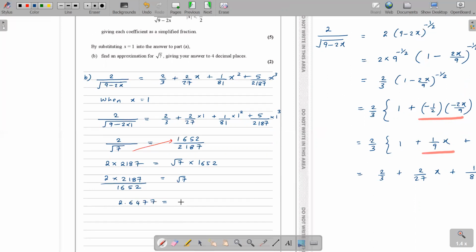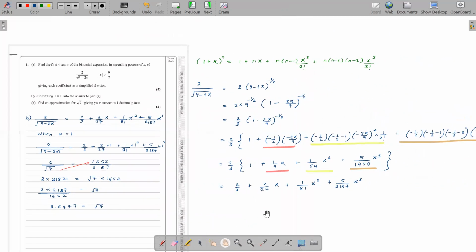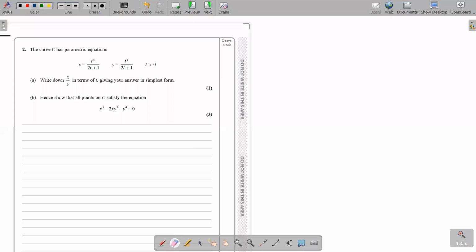2.6477 is the answer for root 7 to 4 decimal places. This is the answer for question number 1. Moving on to question number 2.